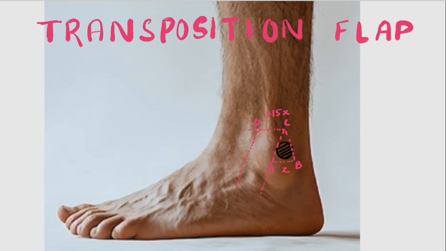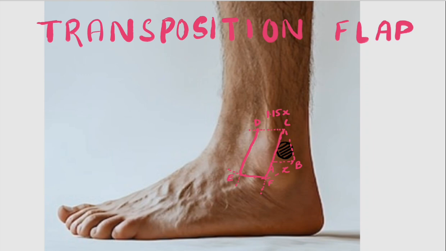Now, taking point D as pivot, we will draw an arc intersecting both these parallel lines. So, an arc will be drawn which will intersect both these parallel lines, and we will mark this as point E and point F. So, the transposition flap will be marked passing from point D, reaching point E, and then F, and then C.